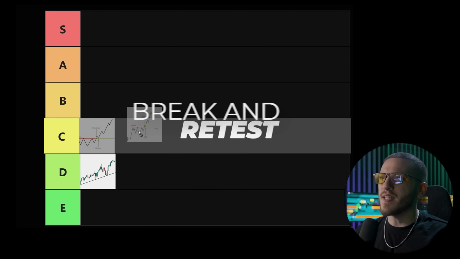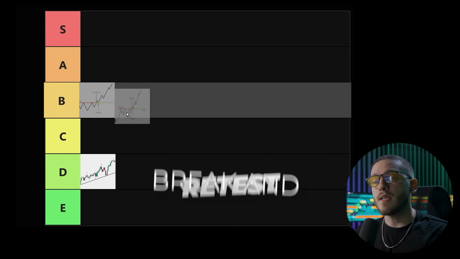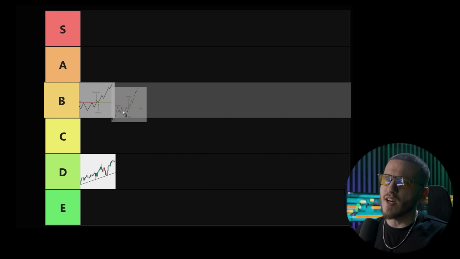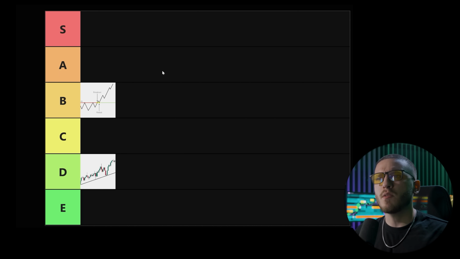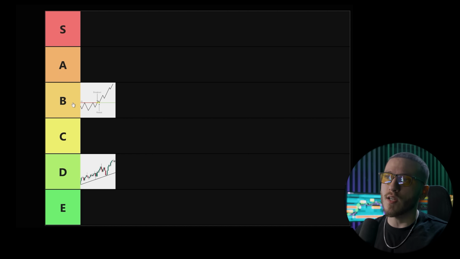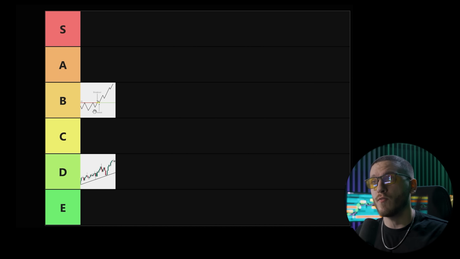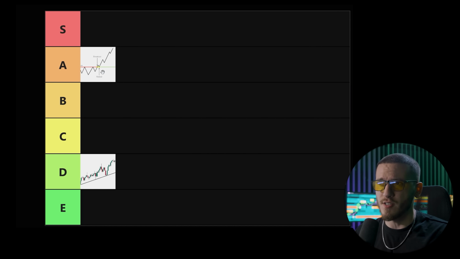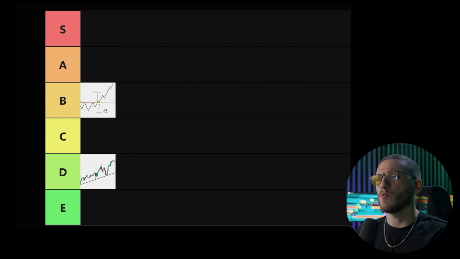Then we have break and retest strategies. They can be, it depends, but it's a normal price action strategy. I would give it a solid B tier. I've seen people doing great stuff just with very simple break and retest strategies. It depends on what you contextualize it with. If you contextualize it with volume, it can be an absolutely A tier, but most people don't, so I'll just stick it with B tier.